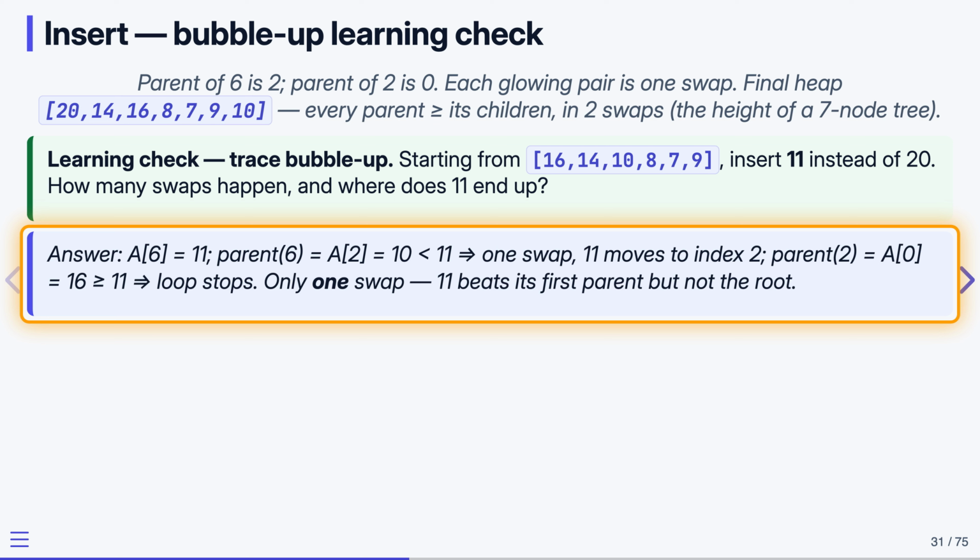The parent of 6 is index 2, holding 10, and 10 is less than 11, so one swap moves 11 to index 2. Then its parent, index 0, holds 16, which is bigger, so the loop stops. Only one swap this time. 11 beats its first parent, but not the root.